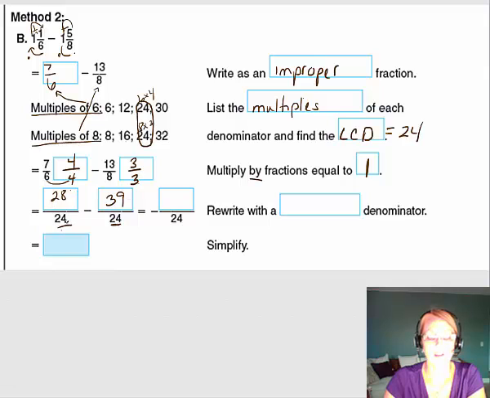If I have 28 of something and I owe 39 of something, I'm going to end up owing, and I'm going to subtract them, and I'm going to owe 11 of them. So there's my negative right there, see the negative right there, 11. Now again, I solve these by rewriting with a common denominator.